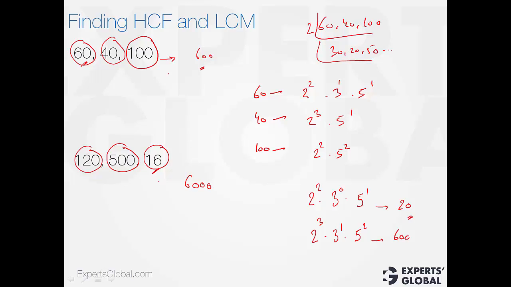Coming to highest common factor, I would just very intuitively see that, in this case, start with the smallest number. 16 has only 2's in it. It has four 2's, this has two 2's, this has three 2's. So the HCF is going to be the smallest number of 2's, which is two 2's. The HCF is 4 here. LCM 6000, highest common factor or greatest common divisor 4.